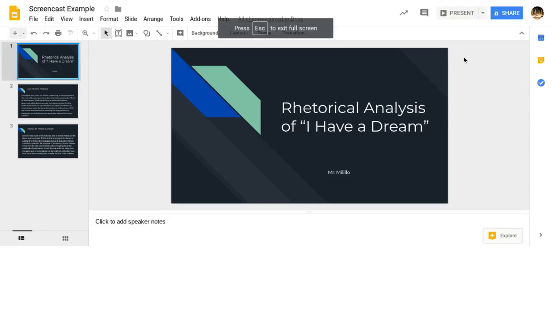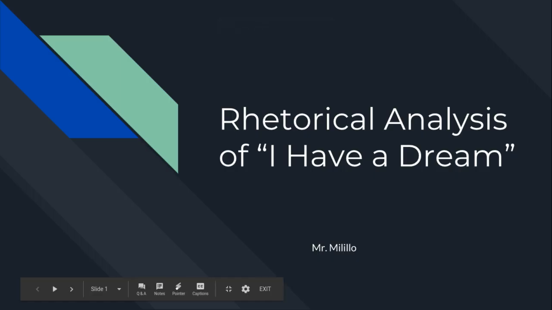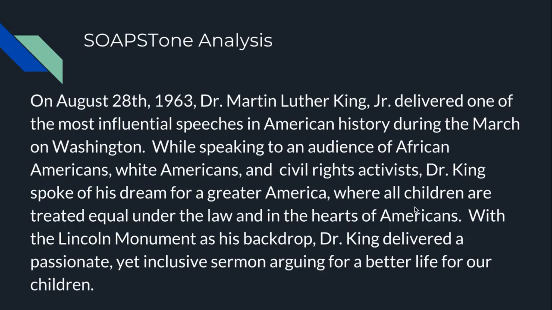So your example should look like this. Rhetorical analysis of I Have a Dream, Mr. Malillo. I need to add Martin Luther King's name to this first page. This first slide, or rather the second slide, is my SOAPSTone analysis. So here I talk about the subject, the occasion, the audience, the purpose, speaker, and tone of the I Have a Dream speech, but instead of bullet point form, I actually craft it into a paragraph. This is what you should do.